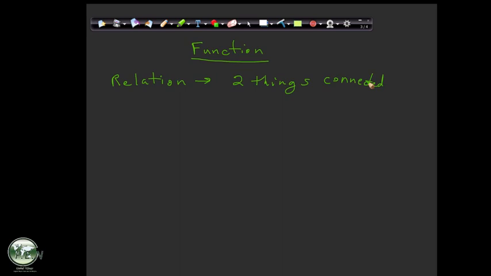A function is the same thing. A function is a relationship, so it involves two different things. But a function has an additional rule. So when we talk about a relation, oftentimes we'll talk about one of these things is an input, and the other thing is the output. Okay. And for a relation, there's just something that connects the two.